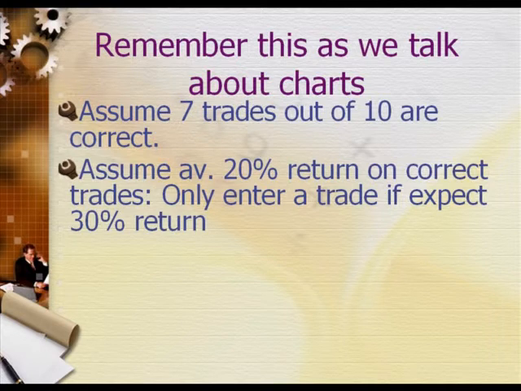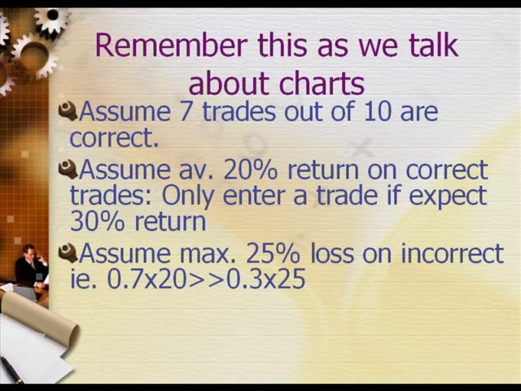7 out of 10 trades are correct. Of those 7 out of 10, we get a 20% return on the money we've invested. If we invested £10,000, we get a £2,000 return, and so forth. That's simple and straightforward enough. Now I want you to make another assumption. Assume that when we're wrong, our maximum loss is 25%. So 7 times out of 10 we're correct. Of those 7 times out of 10 when we are correct, we make a 20% return each time. 3 times out of 10 we're wrong. When we're wrong, we lose 25% of our money.